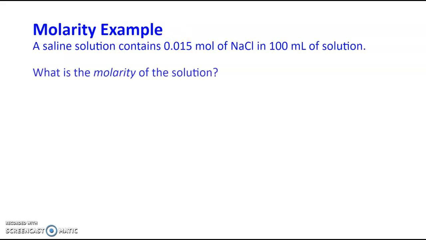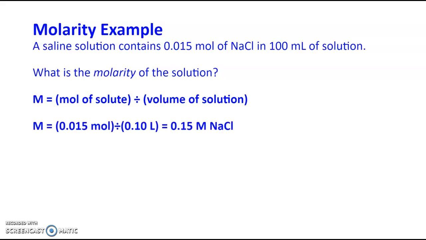So the first thing we do to calculate the molarity of the solution is write down the formula. So molarity is equal to moles of solute divided by volume of solution. So we plug in our moles, 0.015 moles divided by 0.1 liters, and that gives us 0.15 molarity NaCl.